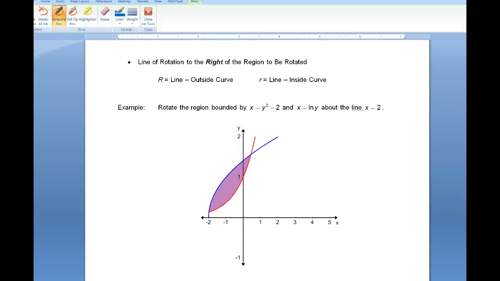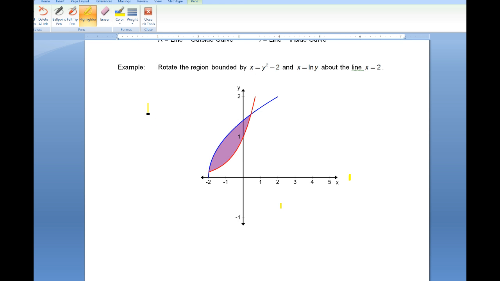Okay, so the last one is what happens, and let's see if you guys can put this one together, maybe without me. Try not to look. Let's look at just the example before we look at the rule. So we have the same region, but this time we want to rotate it about the line x equals 2. So can you tell me what's going to be big R and what's little r? Okay, so x equals y squared minus 2 is here, and x equals ln of y is the red one.